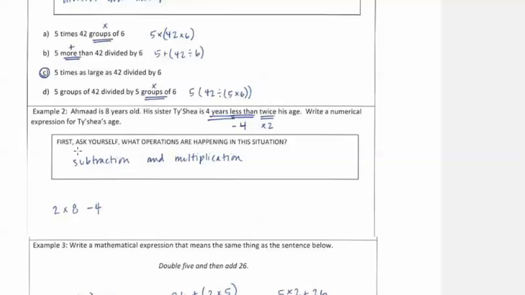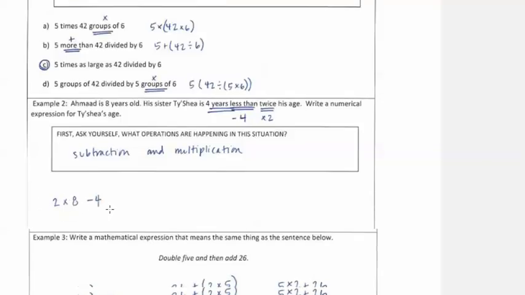And then first ask yourself what operations are happening. Well, I see both subtraction, I'm subtracting 4, and I'm seeing multiplication, I'm multiplying by 2. So I'm going to start with multiplying 2 times 8. Ahmad is 8 years old. His sister Taishay is 4 years less than twice his age. So I'm going to start by multiplying 8 times 2 and then subtracting 4. All right, there are multiple different ways you could write this. If you had wanted to write it in parentheses, that would have worked too.